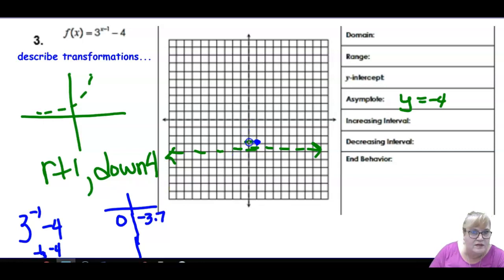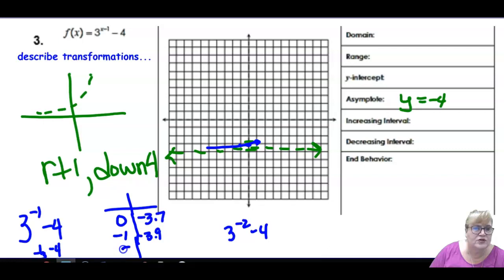At 0, it's down at negative 3.7 right there. Okay, now if I put a negative 1 in, I'd have 3 to the negative 2 minus 4. I can type that in just to get a decimal for you. I get negative 3.88. It's getting closer and closer to this line as we go this way. All right, let's see what happens when I put a 2 in. Sorry, negative 1 was negative 3.9.